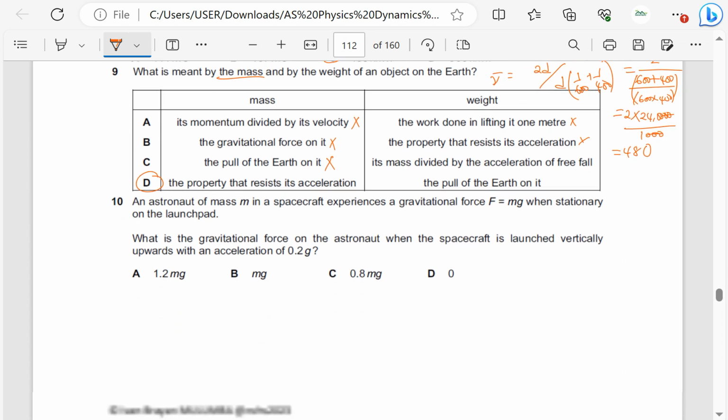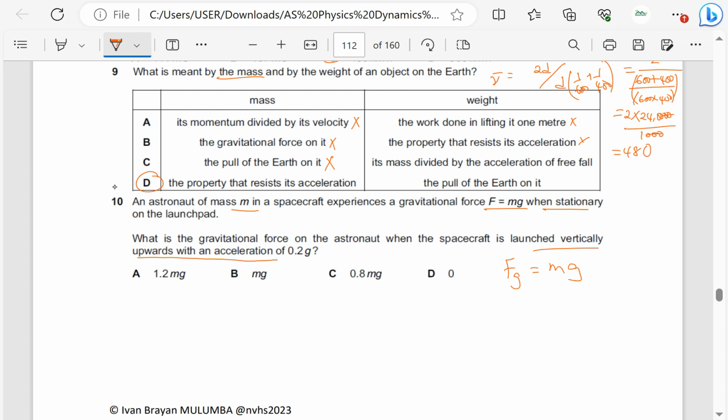An astronaut of mass m in a spacecraft experiences a gravitational force equal to mg when stationary on the launch pad. What is the gravitational force on the astronaut when the spacecraft is launched vertically upwards with an acceleration of 0.2 g? So the force due to gravity is equal to m times g.